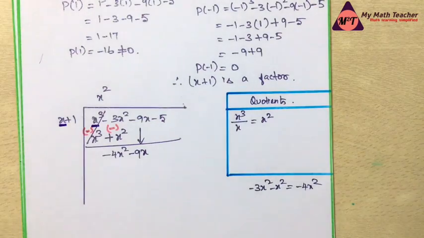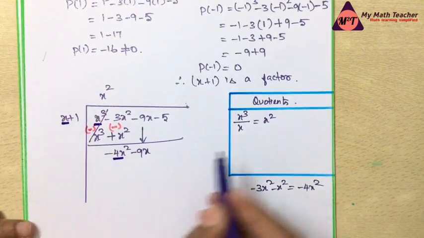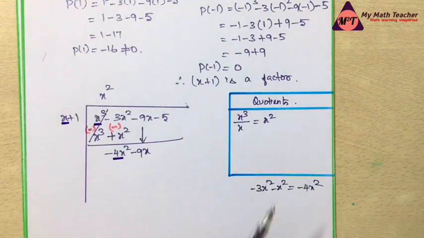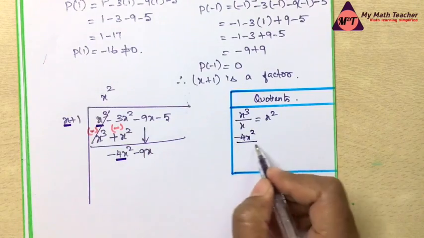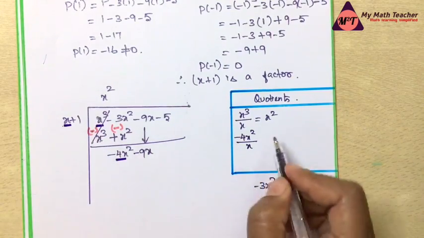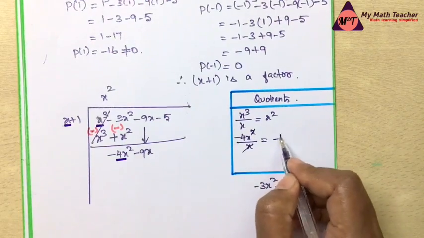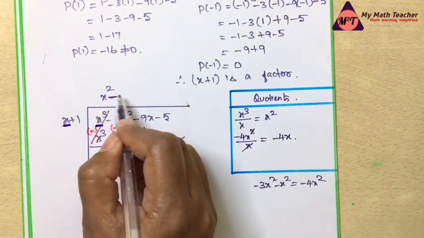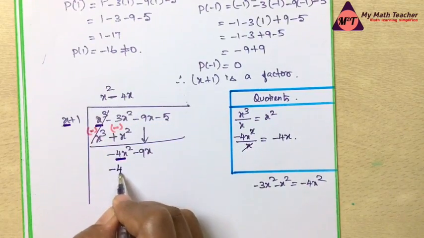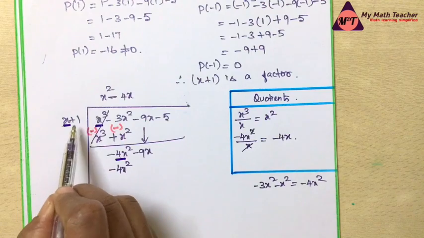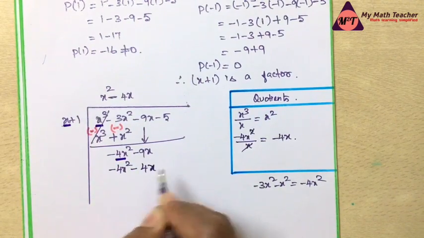Now we have to find the quotient, that is the first term divided by the first term. What is the first term here? Minus 4x square divided by the first one, that is x. We will be getting, 1x will be cancelled here, it is minus 4x. Write minus 4x here. Now multiply, it is minus 4x square. Again 1 into minus 4x, it is minus 4x.